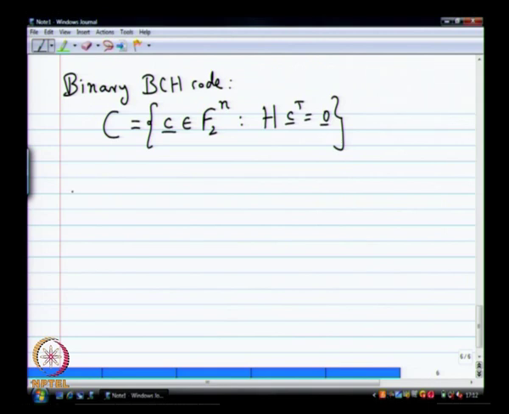There is also a non-binary BCH code that I can define. It is more popularly known as the Reed-Solomon code, RS code. Here, what would I change in case I want a non-binary code? Instead of C being in F2 to the n, I will simply make it F2 power m to the n. Anyway, my parity check matrix is defined over F2 power m, so I can as well define codes from that. So that is the non-binary BCH code or Reed-Solomon code.